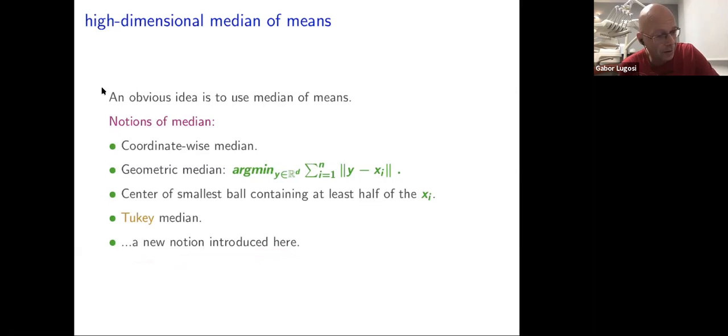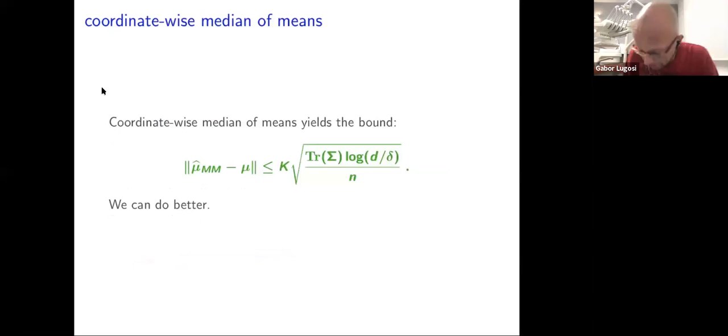Okay, all right. So let's look at what the simplest notions give us. So the coordinate-wise median gives us already something interesting, right? We can just use the previous result with the union bound, and then we will pay a price for the dimension here, because we have d dimensions. So this doesn't look too bad, but we can do better. Okay, so this is not ideal.